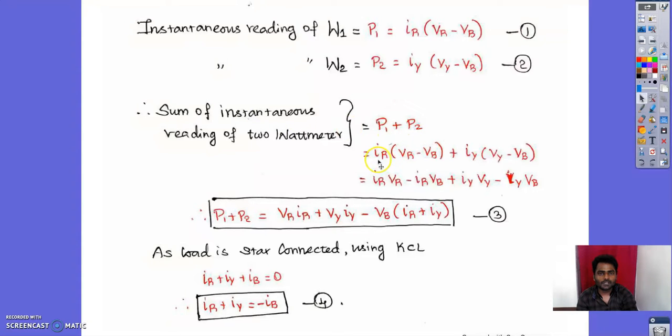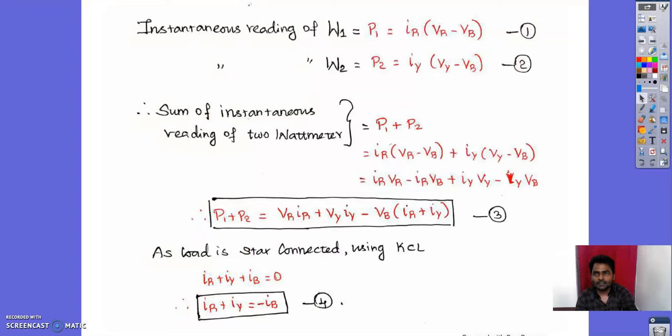So P1 plus P2 is equals to IR. We are going to add these two values, IR into VR minus VB plus IY into VY minus VB. So multiplying this value, we get IR into VR minus IR into VB plus IY into VY minus IY into VB. So this can be rewritten as VR IR plus VY IY minus, we are taking the VB term constant, IR plus IY.